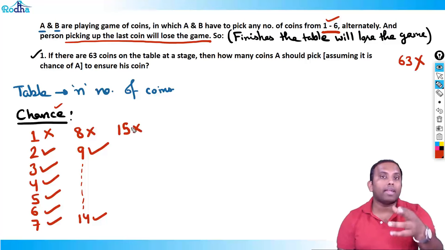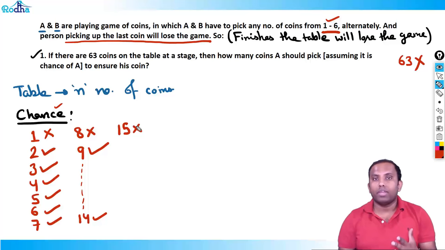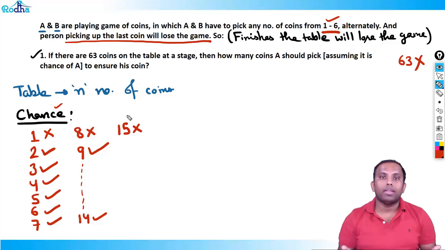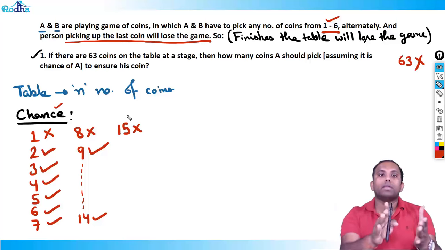I can't bring the game to 8 for you. You can bring the game to 8 for me. Because if there are 15 coins and it is my chance, if I pick 1, 14 is left. You will pick 6. Now at 8, it is my chance. I'll lose the game, right? At 15, if I pick 3, you're left with 12. You will pick 4 and you'll again bring the game to 8 for me.